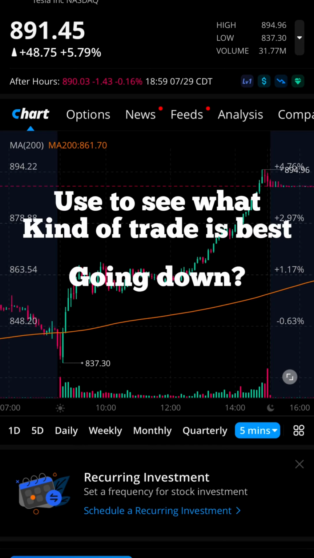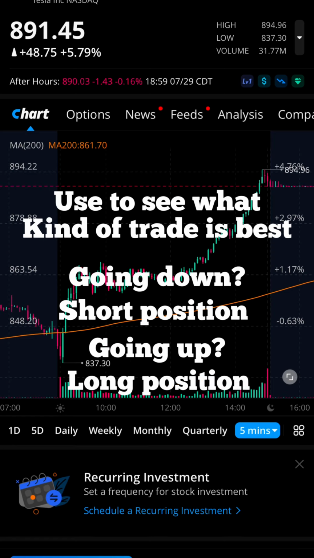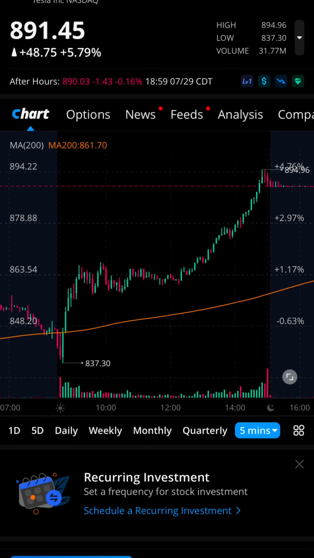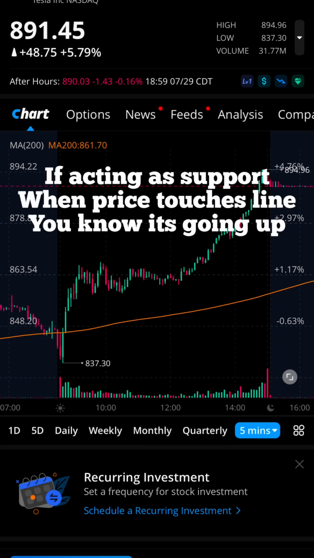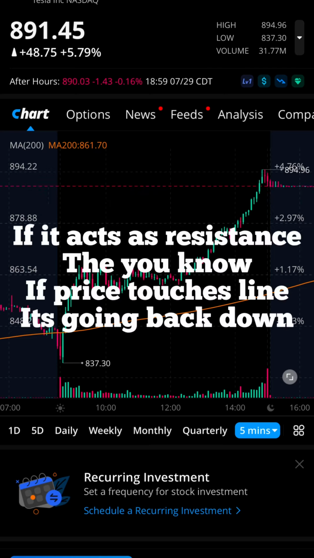If it's going down, then I want to maybe short a stock. If it's going up, then I'm looking for long trades. And then as far as the resistance area or the support area goes, if it's a support area, then once it hits that line, I know that it's probably going to go back up unless it confirms by reversing. Then if it's acting as a resistance area, if it hits that line, then I know that it's probably going to go back down.